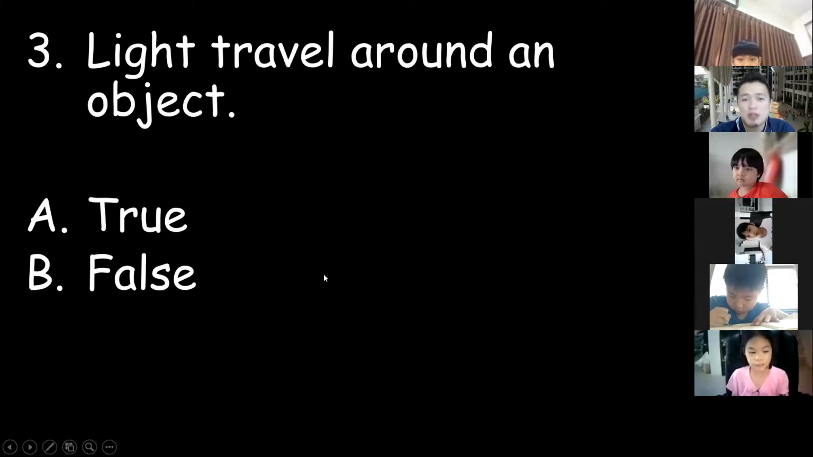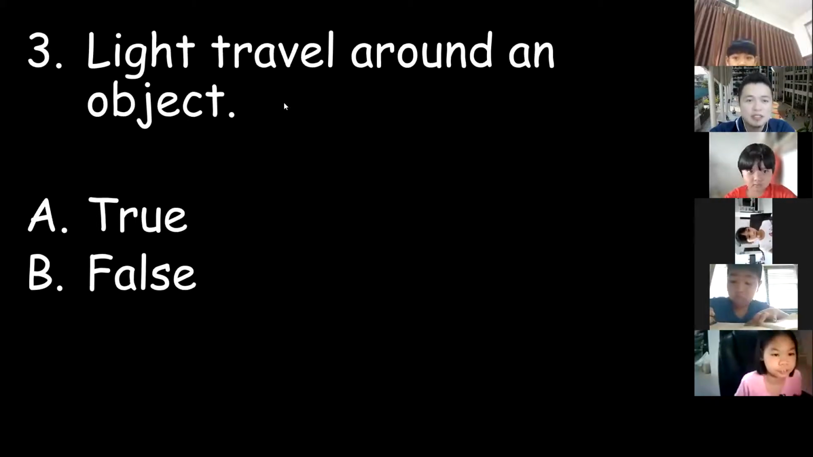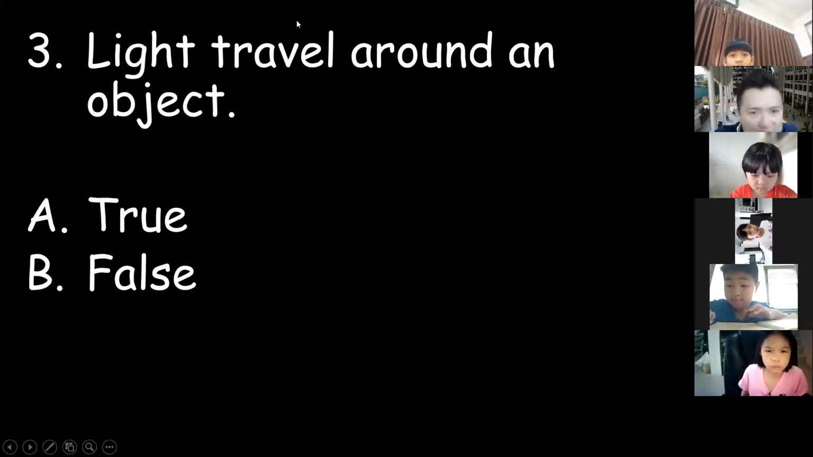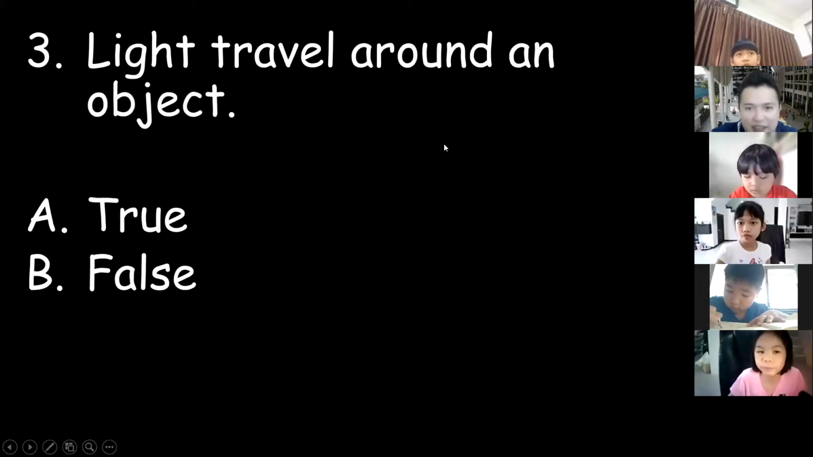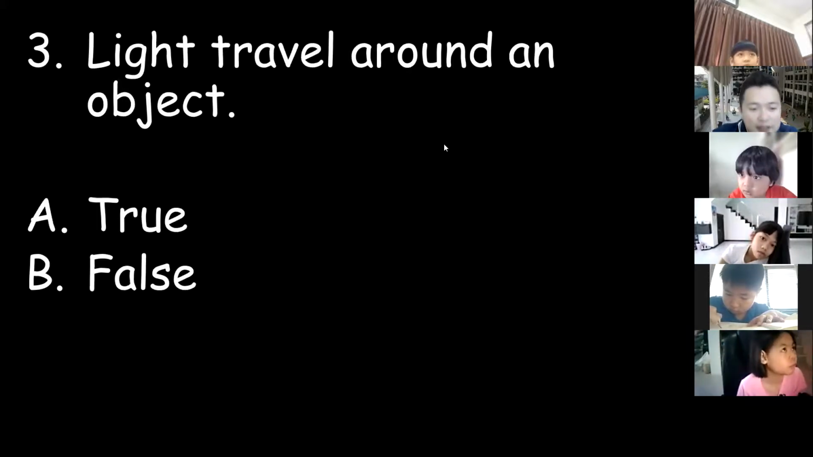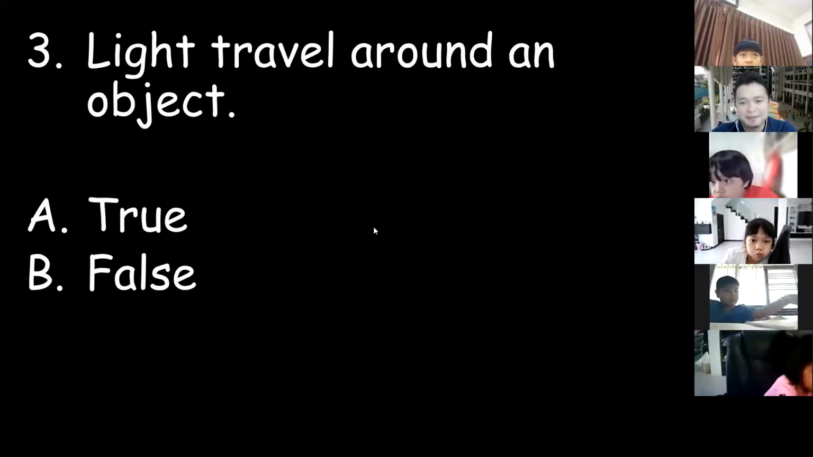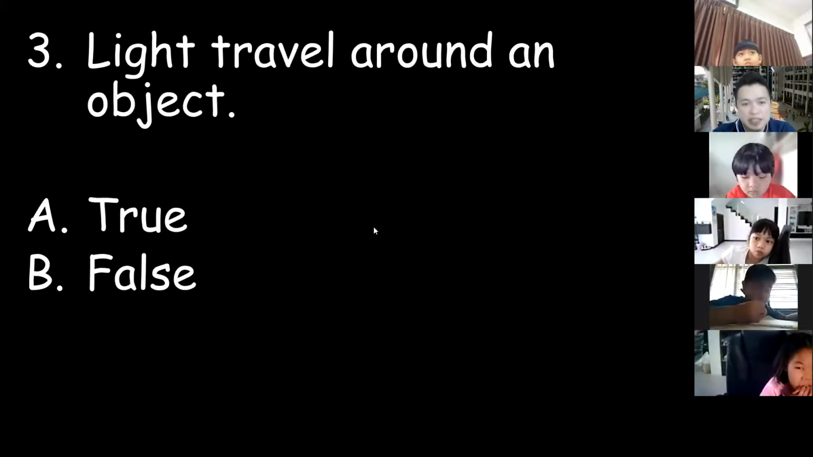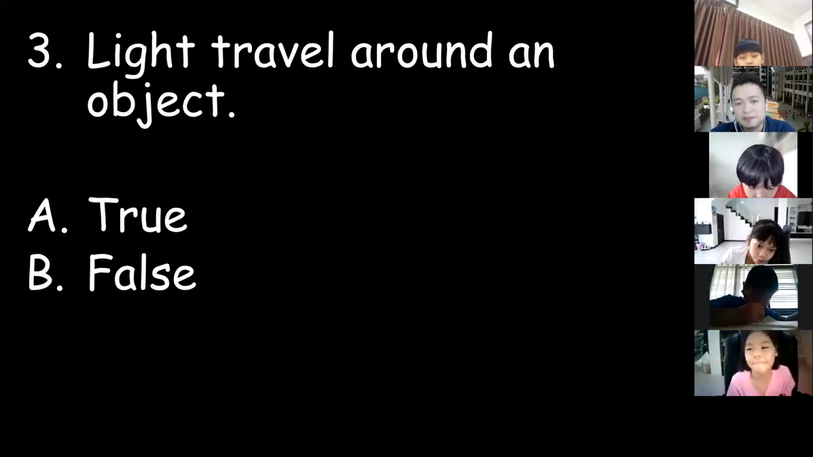Number three, light travels around an object. Okay, wait. Don't worry, my grammar is wrong, but don't worry. This is: light travels around an object. Let's see, who can answer? It should be travels. Light travels around an object. True or false?